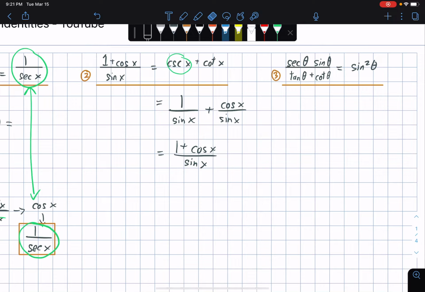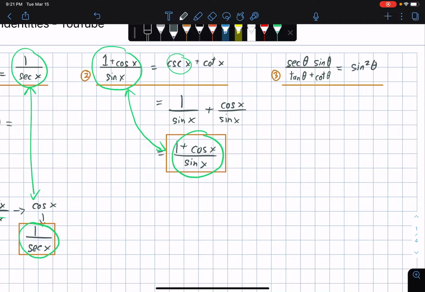So yeah, basically that's it. This is already our final answer because it exactly equates with this one. So they're equal. Therefore, it's verified already. Let's move to number 3.